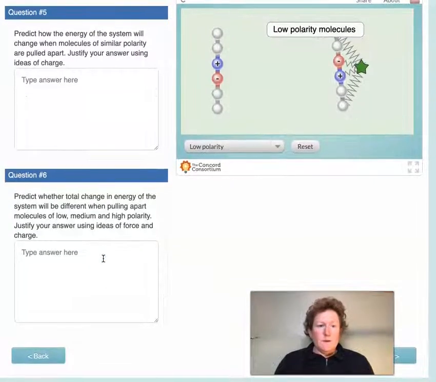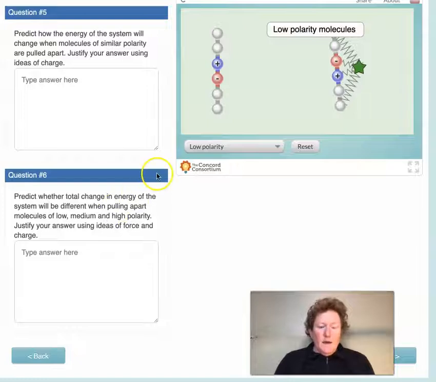You can play with the simulation more to come up with some ideas for question number 5. Question number 6, predict whether the total change in energy of the system will be different when pulling apart molecules of low, medium, and high polarity. Now remember, we also looked at potential energy of polar and nonpolar molecules in some of the previous labs.